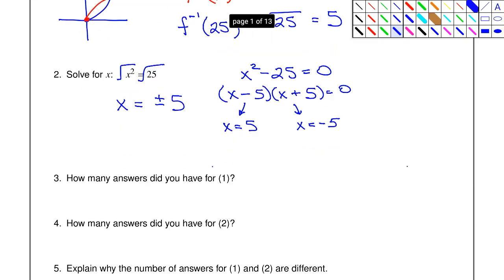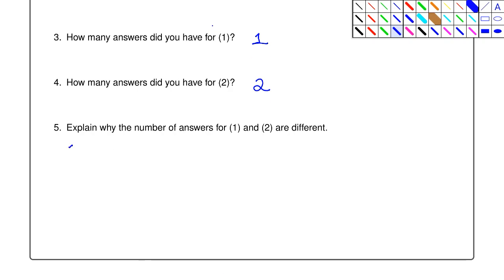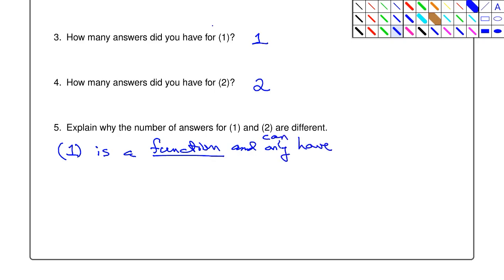And we explore further. How many answers did you get for problem 1? Well, we just got the one answer. How many answers did you get for problem 2? We got 2 different answers. And number 5, explain why the number of answers for 1 and 2 are different. And then the explanation is the following. In number 1, this is a function. Underline that. Function. And can only have one answer at most.